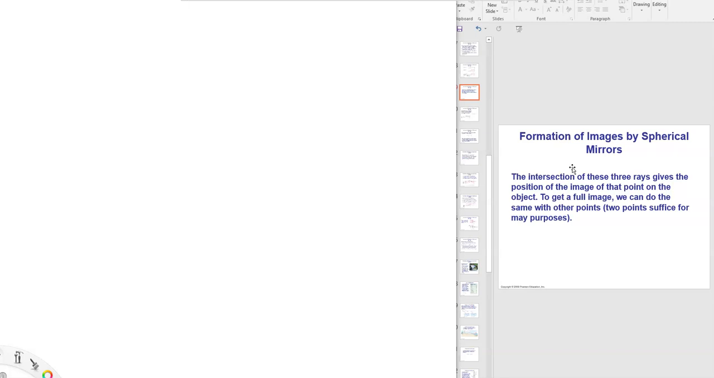To get a full image, we can do the same with other points. It means we only try to locate where the image is going to be. We don't draw the whole thing using ray diagrams. So here's the object. We only look for one specific point of the object. Usually, mostly, it's the tip of the object.